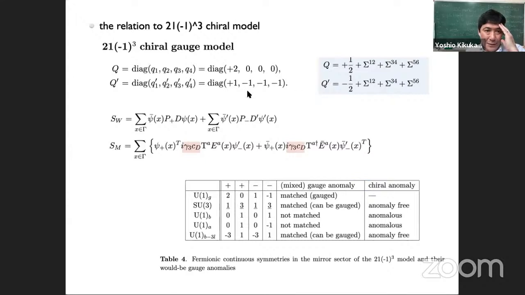And in this model, the action for the target Weyl fermion and also for the mirror fermions, we can just use the same action in this case, because this charge assignment is realized by the sum of the original symmetry. And in this theory, we have a U(1) gauge and global symmetry structure like this. For example, we have an SU(3) flavor symmetry, and this is anomaly free, actually. And this is matched, so this is realized on-site.